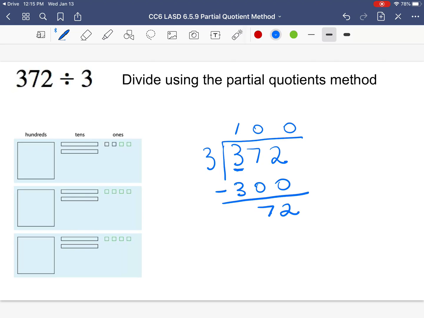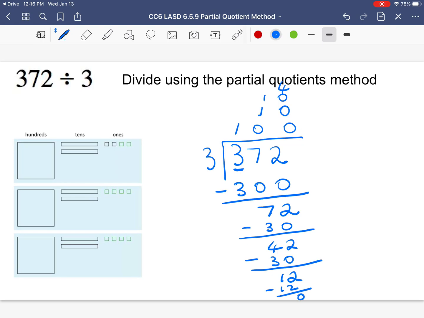So next I want to divide 72 by 3, and I could do it step by step. So I'm going to do that here to show you. I could say, well, 3 times 10 is 30. And I'm left with 42. And I could say 3 times 10 is 30 again. And I'm left with 12. And then I could say, okay, 3 times 4 is 12. And when I get to 0, I can't divide anymore.